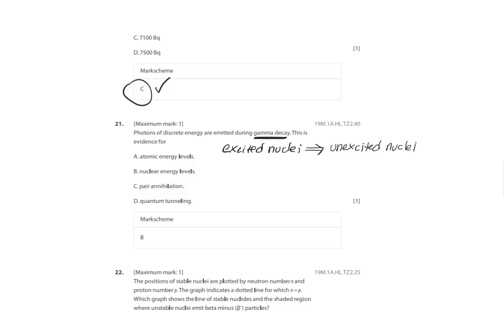I mean, the nucleus is losing energy, so how is it losing energy without losing mass? It doesn't lose mass, it just loses energy. But where does the energy come from? It comes from the fact that the nucleus was originally excited, and now it is simply not excited. It's gone to the ground state within the nucleus itself. So we're dealing with energy levels here, but energy levels within the nucleus. And so that is B.